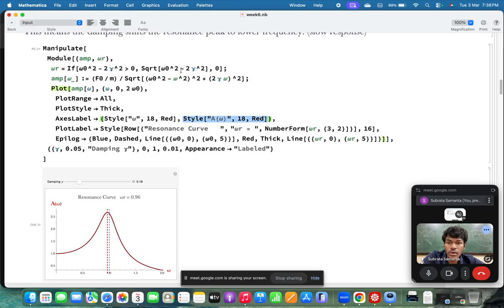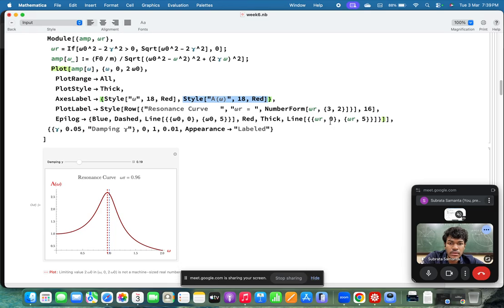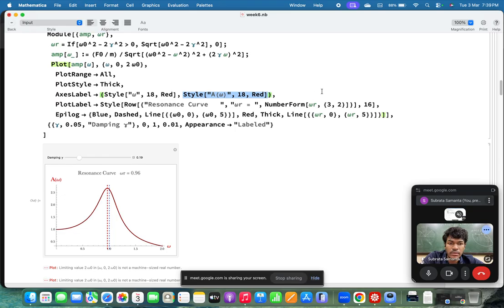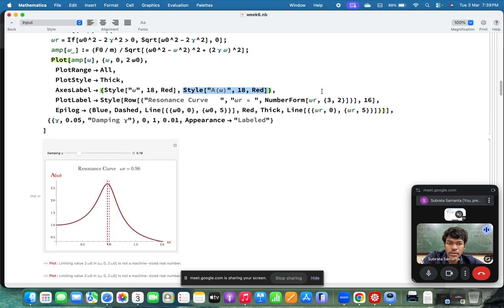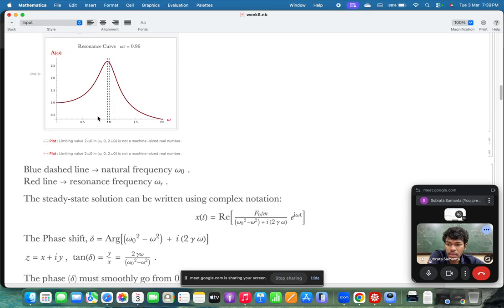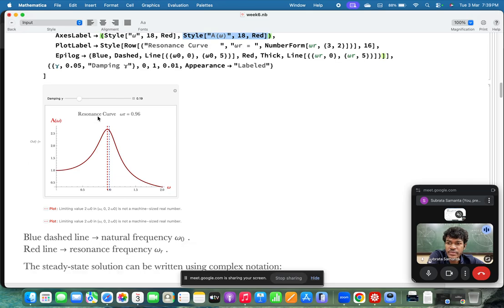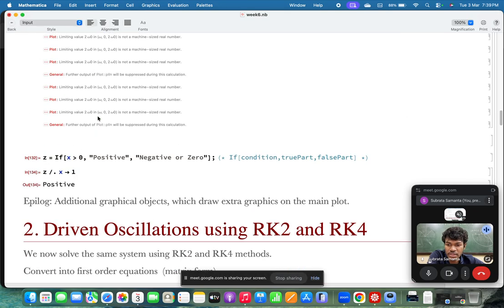Once you know gamma, you calculate omega r from this expression, the values of omega r. Now I put Epilogue. So what is Epilogue? Epilogue is basically where you add an extra object to the main plot. It is an additional graphical object, so we draw extra graphics on the main plot. That's why we use Epilogue.